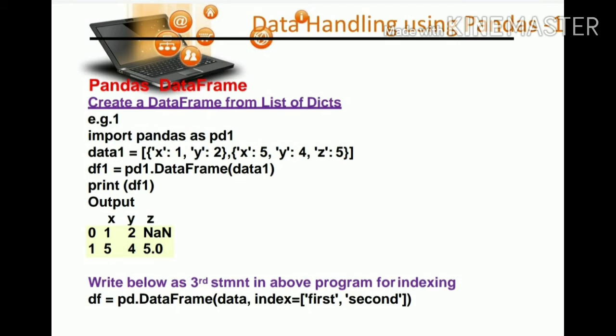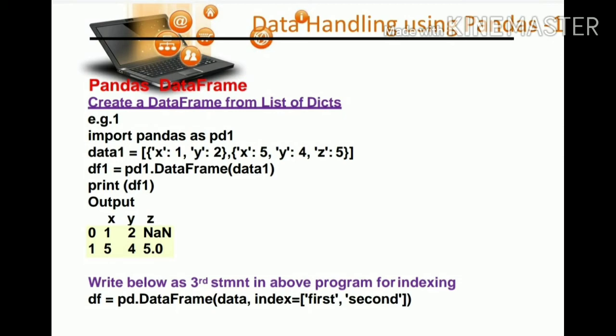Now see the output, x, y, z. These are the different column headings x, y and z. For the first column, x, y and z will be the column headings. Now see the first row. X key value is 1, y is 2. But no value of z is there for the first one. That's why it is giving NaN. The data is not available. Then the second one it is 5, 4 and 5 for x, y and z and that will be displayed.